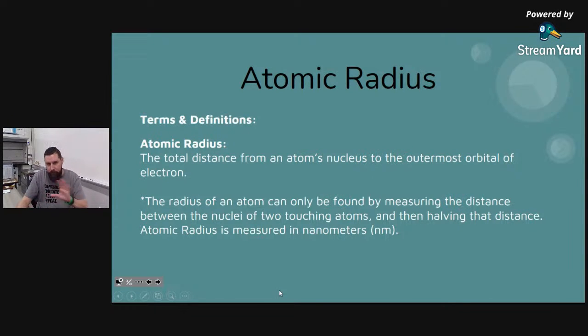Just keep that in mind. I also want to mention that you will see charts every once in a while that give atomic radius in picometers, as well as ionic radius, which is a trend we'll get to in a little bit, in picometers. But nanometers is the standard measurement that we use.